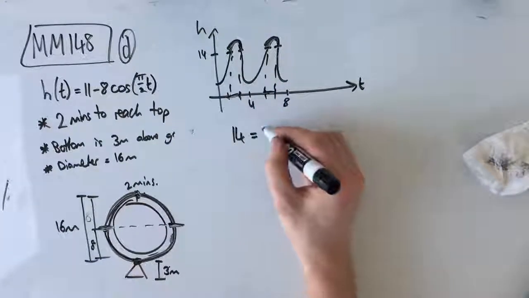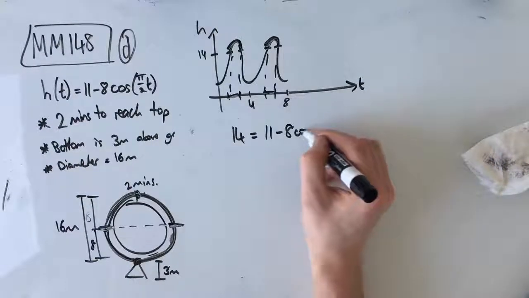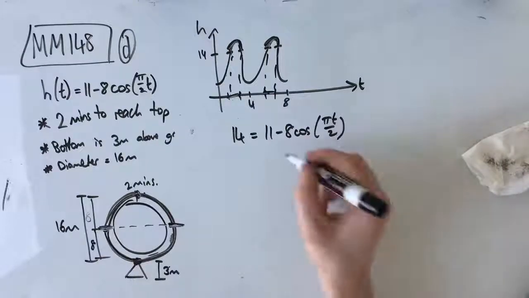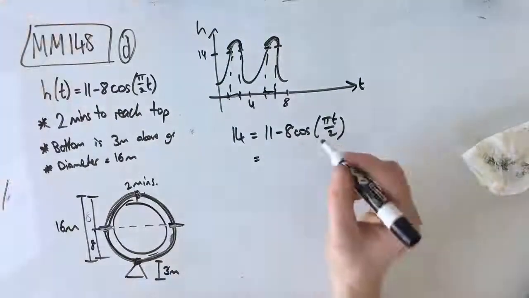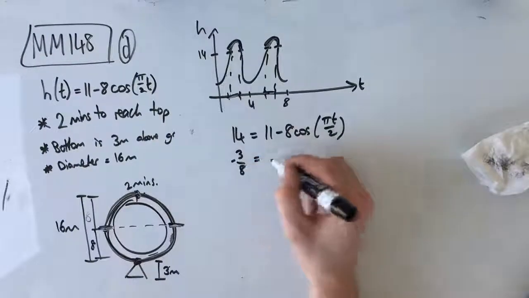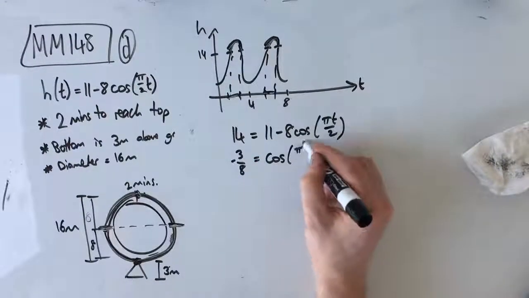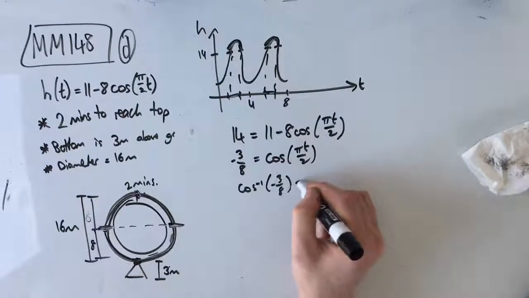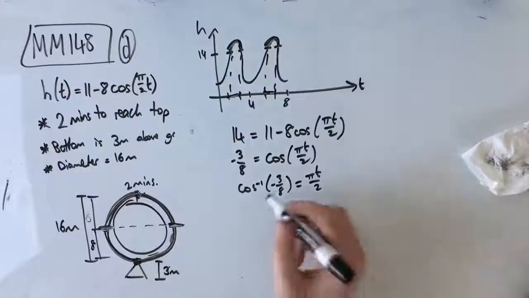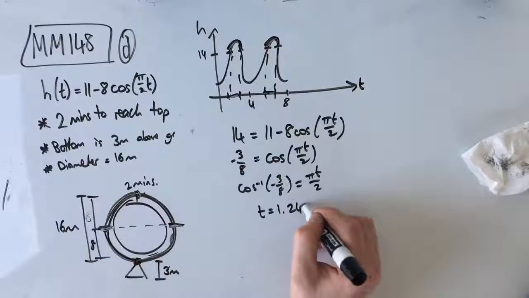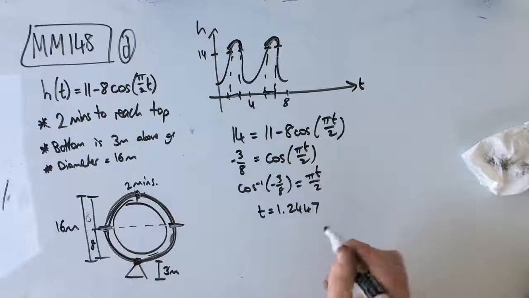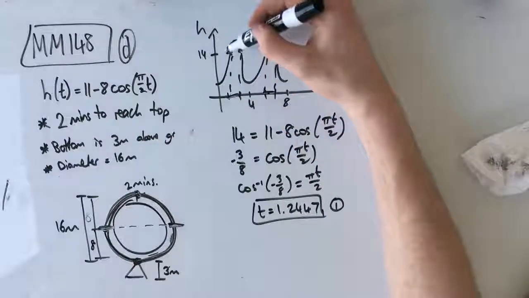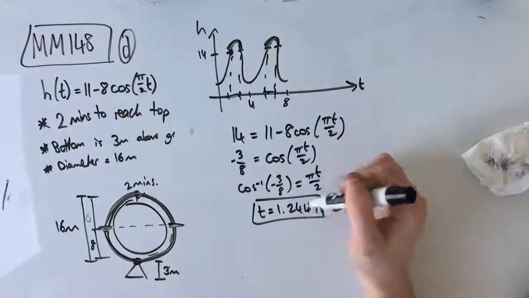So by saying 14 equals 11 take 8 cos pi t over 2, we actually get to negative 3 on 8 equals cos of pi t on 2, which means that the inverse cos of negative 3 on 8 is equal to pi t on 2, giving us t equals 1.2447. Cool. So this is our first mark, guys. So this here is t equals 1.2447.